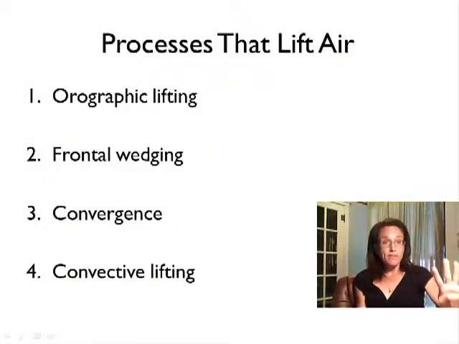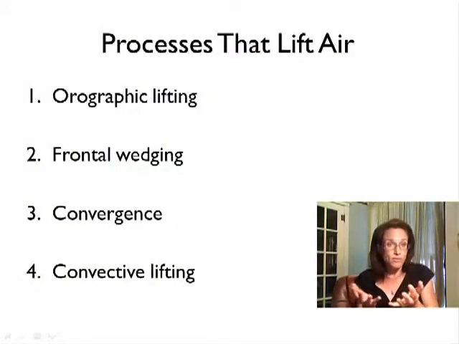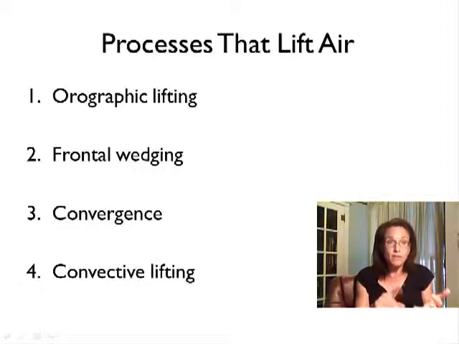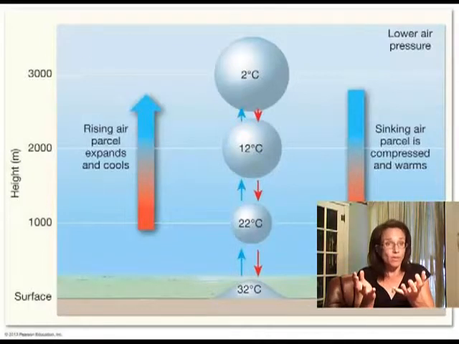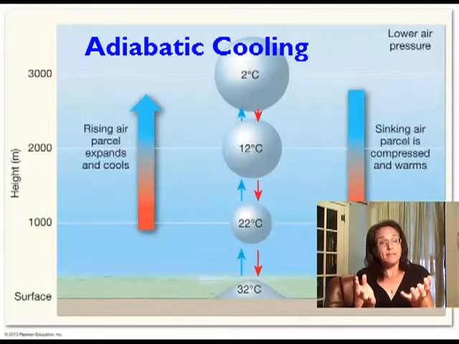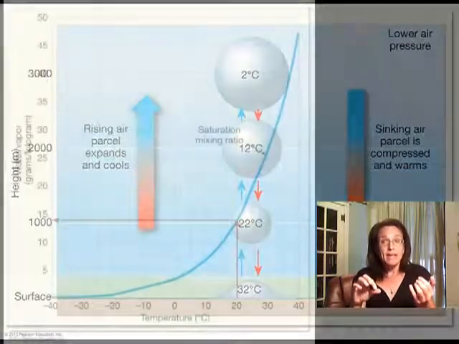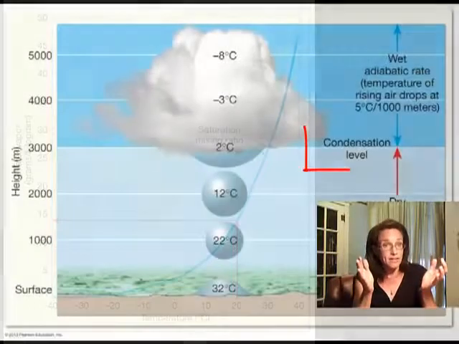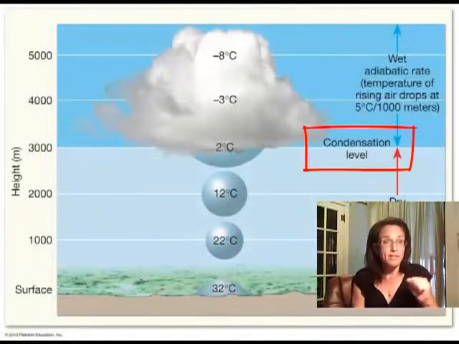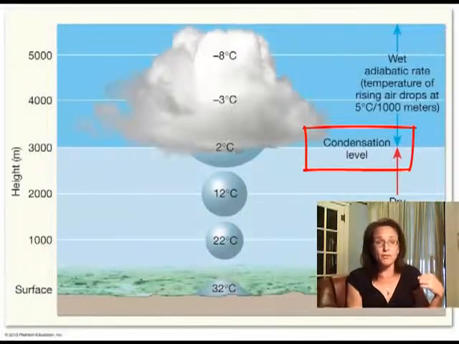There are 4 different mechanisms that cause air masses to rise: orographic uplift, frontal wedging, convergence, and convective lifting. And as air masses rise, they cool adiabatically because air pressure decreases. And as they cool, they're moved closer to their saturation point, and so eventually they hit the condensation level at which condensation can begin because the air mass has reached saturation.